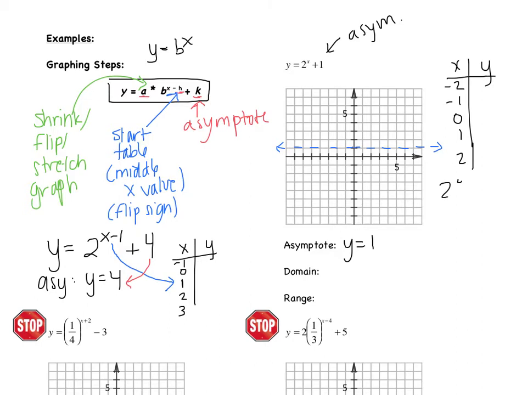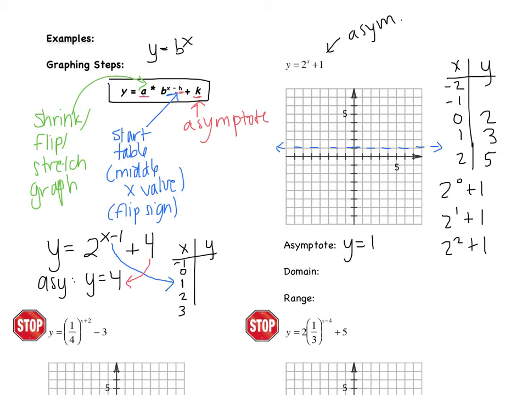So I have 2 to the 0 plus 1. 2 to the 0 is just 1. 1 add 1 is going to be 2. I have 2 to the first, add 1. 2 to the first is 2. Add 1 is going to be 3. I have 2 to the second, add 1. 2 to the second is 4. Add 1 is going to give me 5.